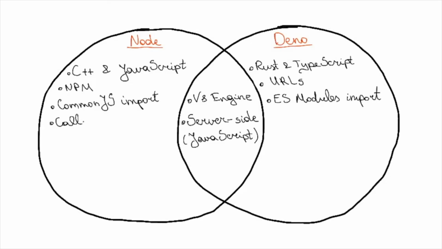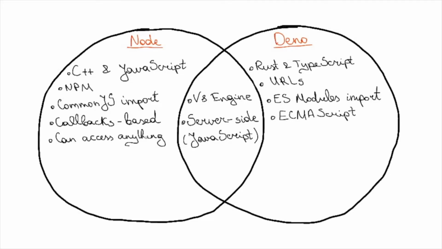Node.js uses a callback-based standard library and has no plans to upgrade it. However, Deno uses modern ECMAScript features in all its API and standard library. And the last but not the least important is that a Node.js program can access anything the user can access, while Deno offers a sandbox security layer through permissions.